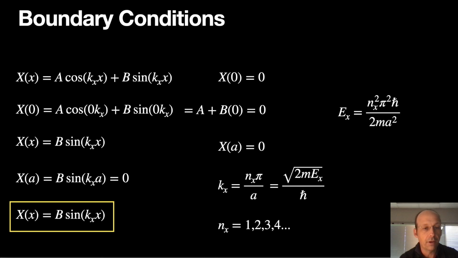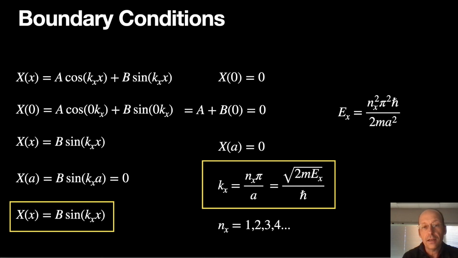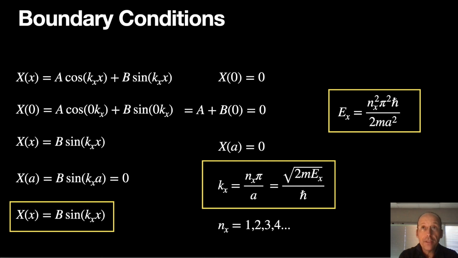Okay, because it's important. So that's my solution in the x direction. That's my constraint on k, and that's my quantized energy. Remember, this is the same thing that happened in the 1D square well. This boundary condition forces a quantization of energy, right? That's why we have that.